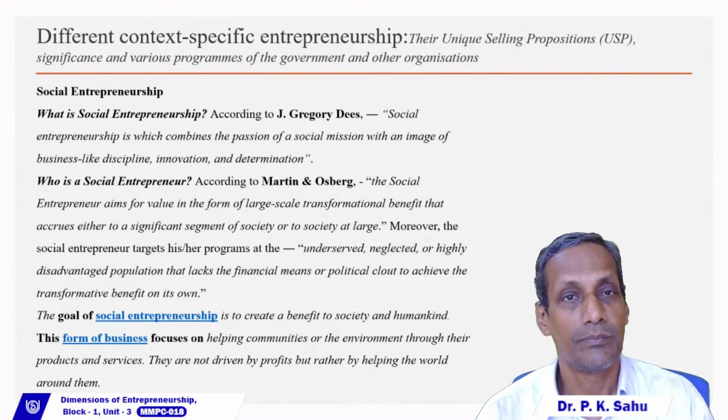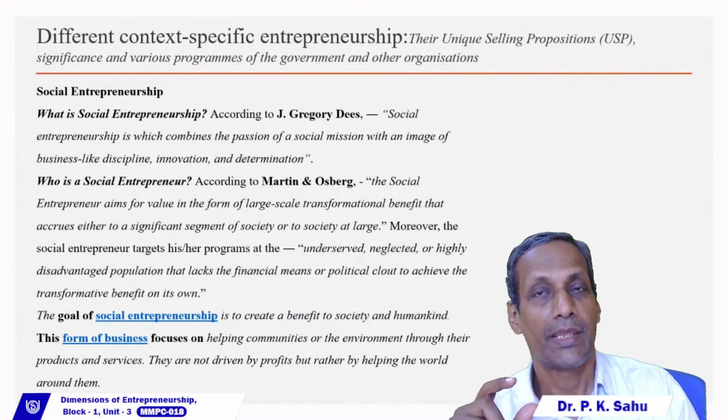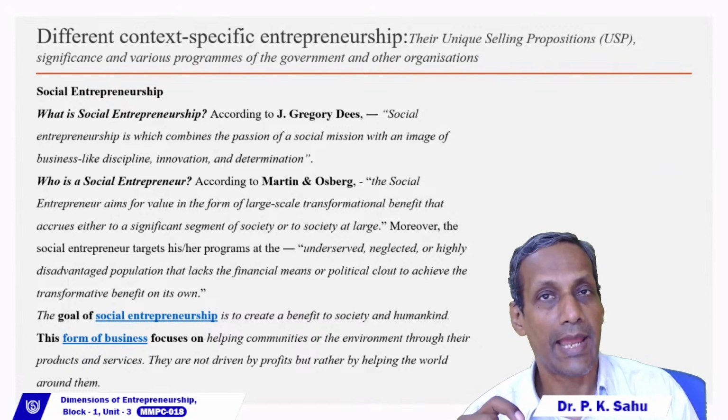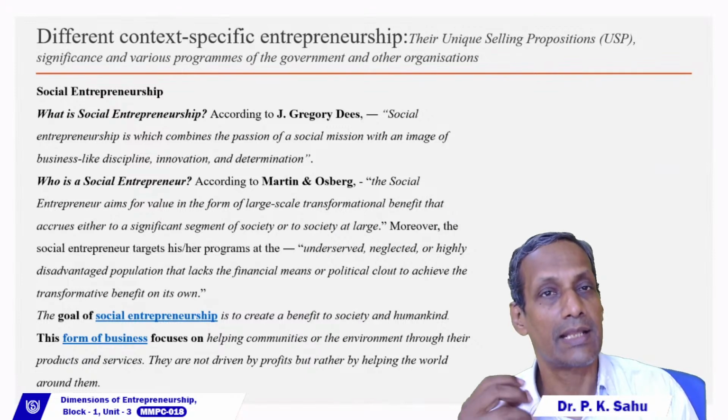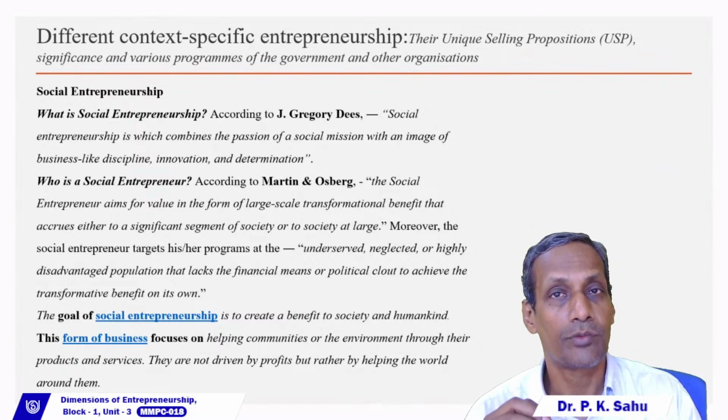According to Martin and Osberg, a social entrepreneur aims for value in the form of large-scale transformational benefit that accrues either to a significant segment of society or to society at large. Moreover, the social entrepreneur targets his or her programs at the underserved, the neglected, or highly disadvantaged population that lacks the financial means or political clout to achieve the transformative benefit on its own. So we can say that the goal of social entrepreneurship is to create a benefit to society and humankind. This form of business focuses on helping communities or the environment through their products and services. They are not driven by profits, but rather by helping the world around them.